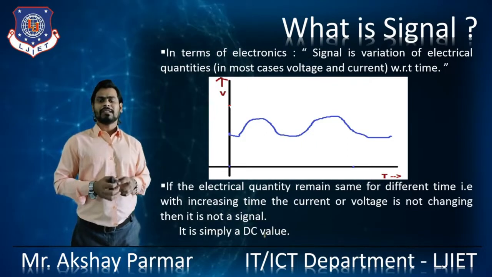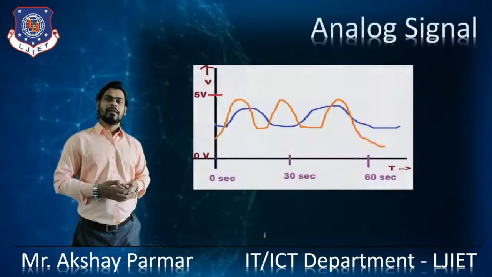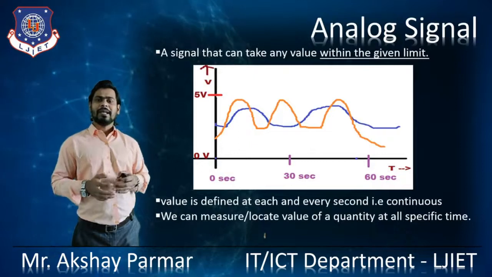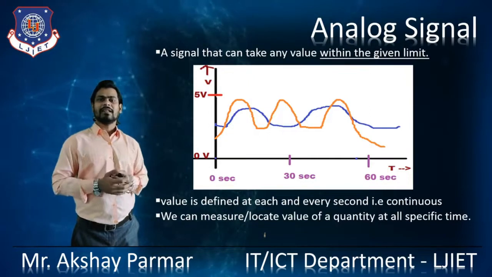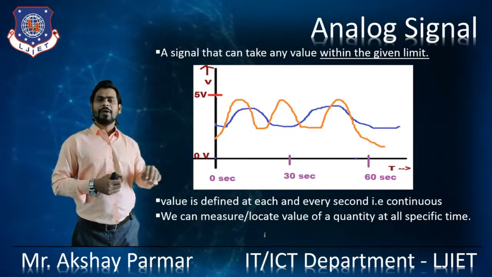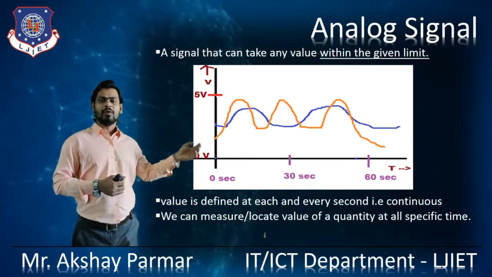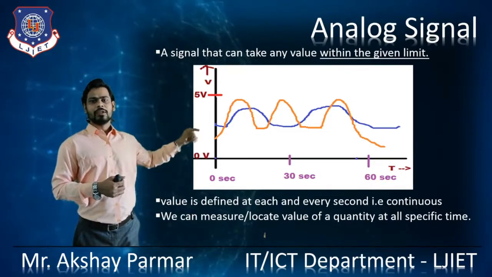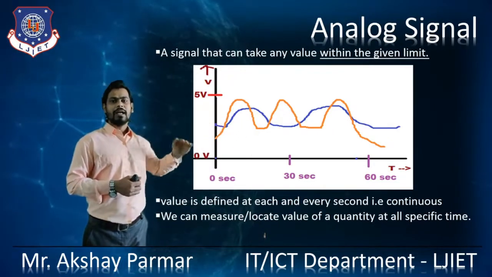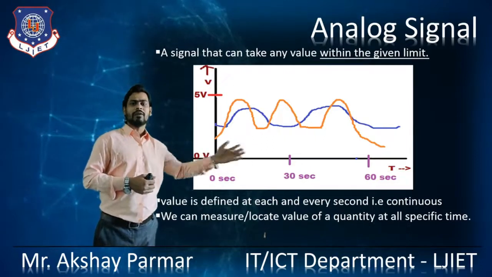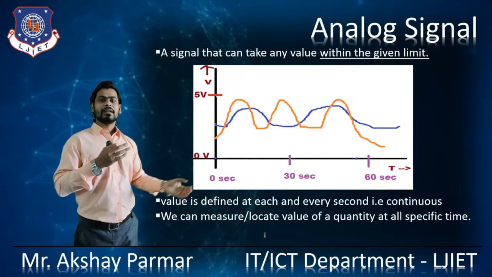There are mainly two kinds of signals, analog and digital. Let's see the analog signal first. It is a signal that can take any value within the given limit. Any kind of voice is a form of analog signal. Here in the graph you can see that you can take any value between 0 volts and 5 volts at any given time interval. So the value is defined at each and every second, continuously.